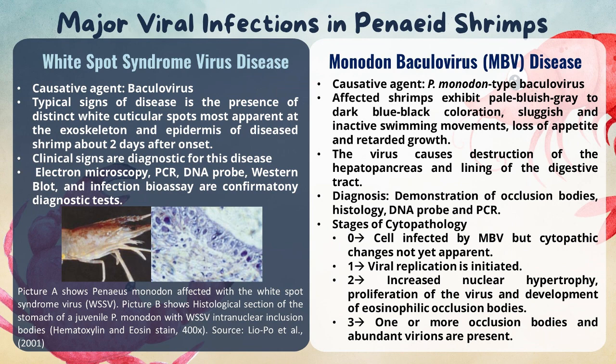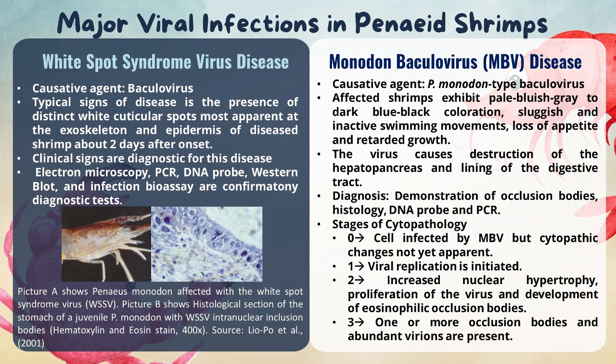The virus causes destruction of the hepatopancreas and lining of the digestive tract. Spherical eosinophilic occlusion bodies fill up enlarged nuclei of hepatopancreatic cells and are discharged into the lumen after cells have been destroyed. This may be followed by necrosis with secondary bacterial infection. It is associated with a high incidence of bacterial infections expressed as localized shell disease.